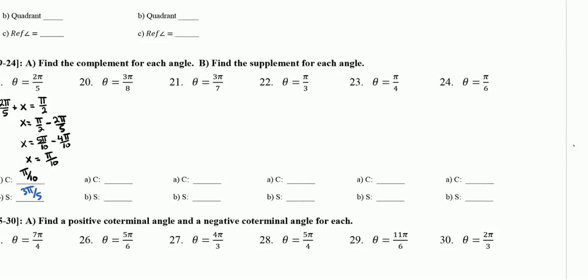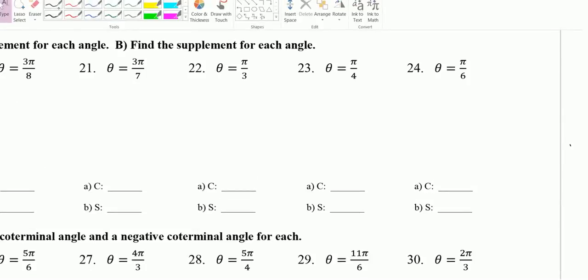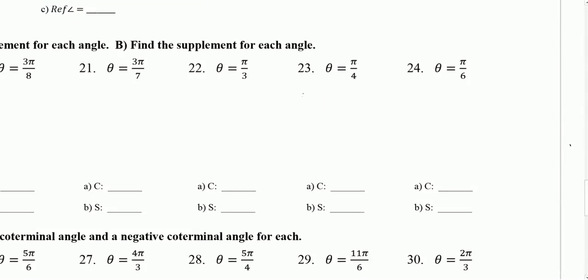For number 23, do the same thing. Pi over 4 plus the complement is equal to 90 degrees, which is pi over 2, 180 over 2. Subtract pi over 4, but I need a common denominator, so I'm going to change the pi over 2 to 2 pi over 4 minus pi over 4, and we end up with pi over 4.